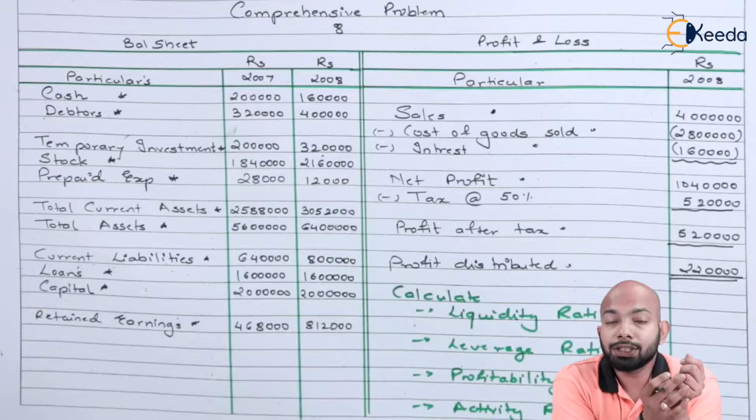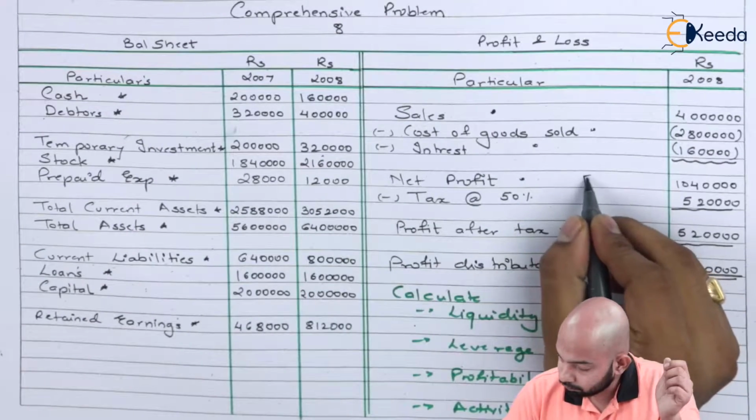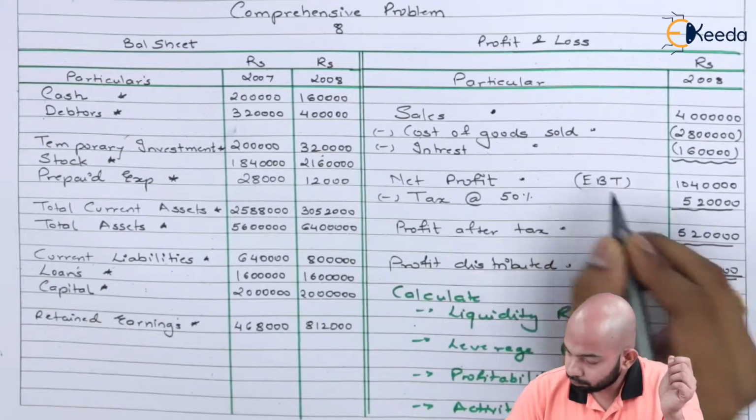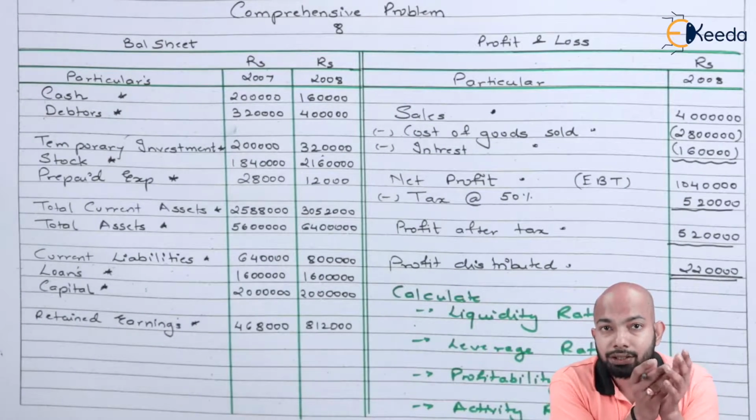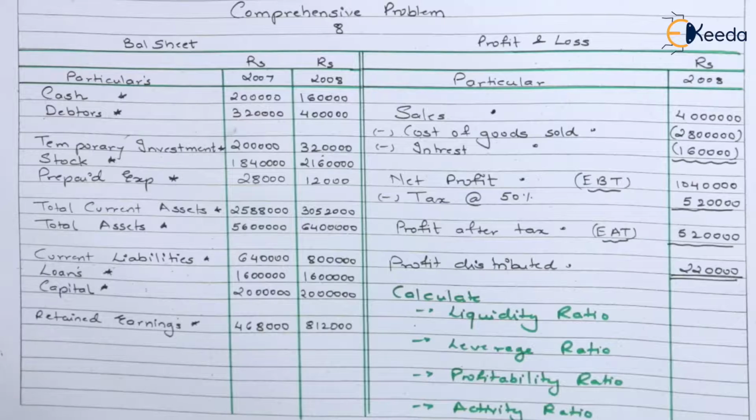Now the net profit which has been defined here is EBT, that is, earnings before taxation. And the profit after tax is EAT, earnings after taxation. Now we have to calculate the liquidity ratio. We have to calculate the leverage ratio. The profitability and activity ratios are also a part of our calculation. So we'll start with the calculations now.